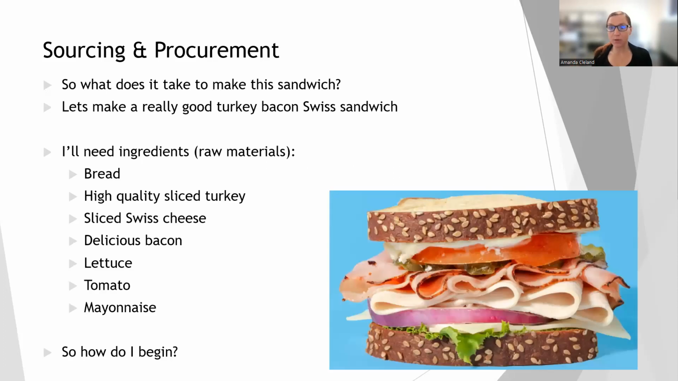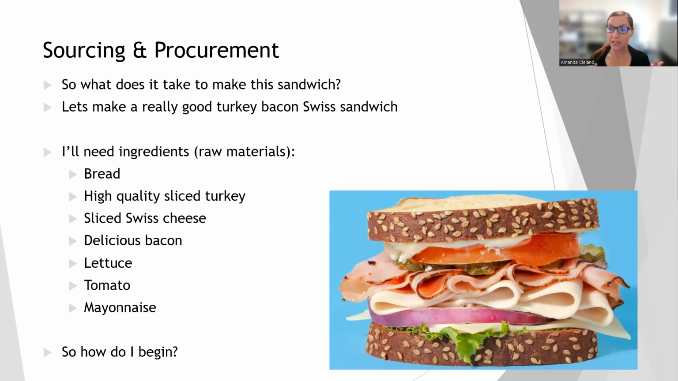So we know that we're going to need to buy things in order to actually make our sandwich. We want to make a really good, high quality turkey bacon Swiss sandwich. So I'm going to need to buy all of my ingredients from somewhere, from some retailer, from some store, all of my raw materials. I'm going to need bread. I'm going to need some high quality sliced turkey. I'm going to need some sliced Swiss cheese. I'm going to need some delicious bacon. I'm going to need lettuce. I'm going to need tomato. I'm going to need mayo.